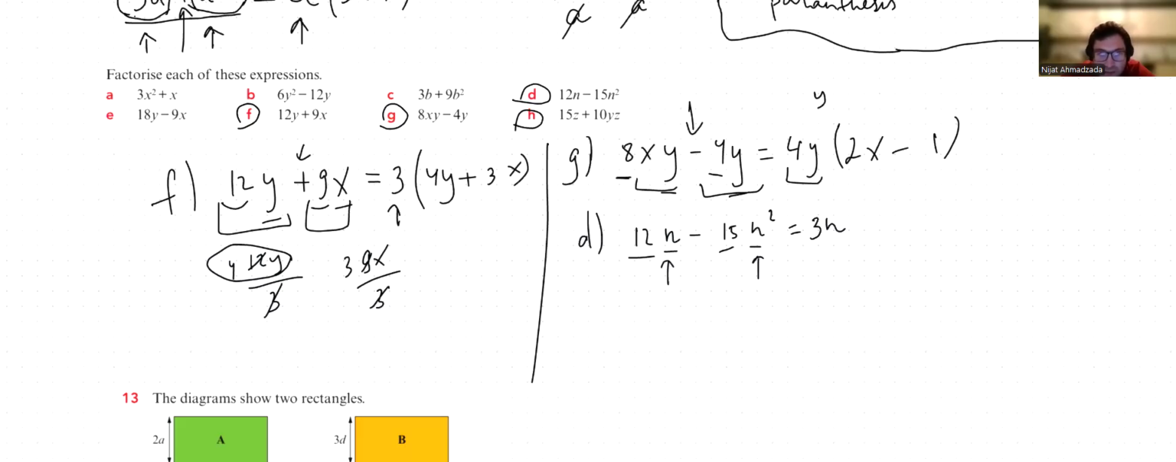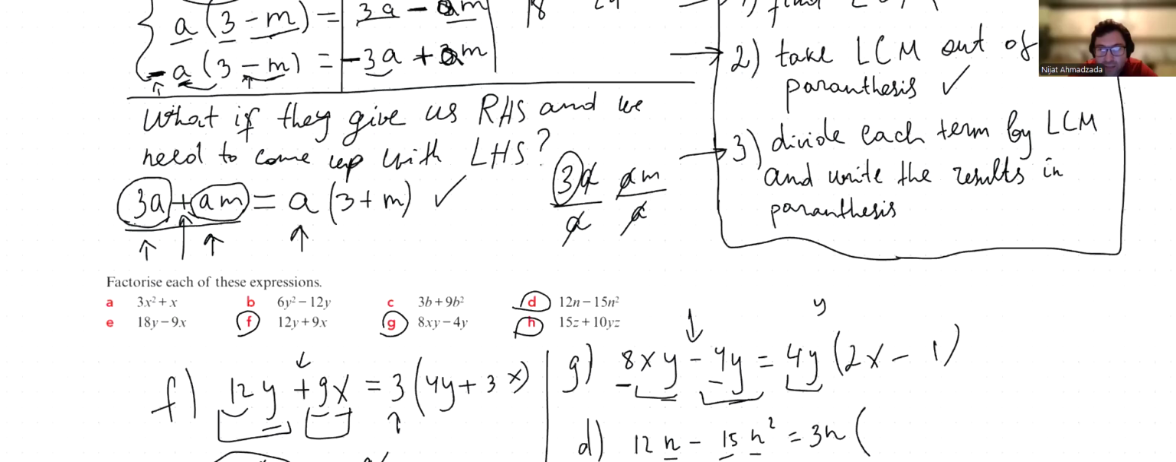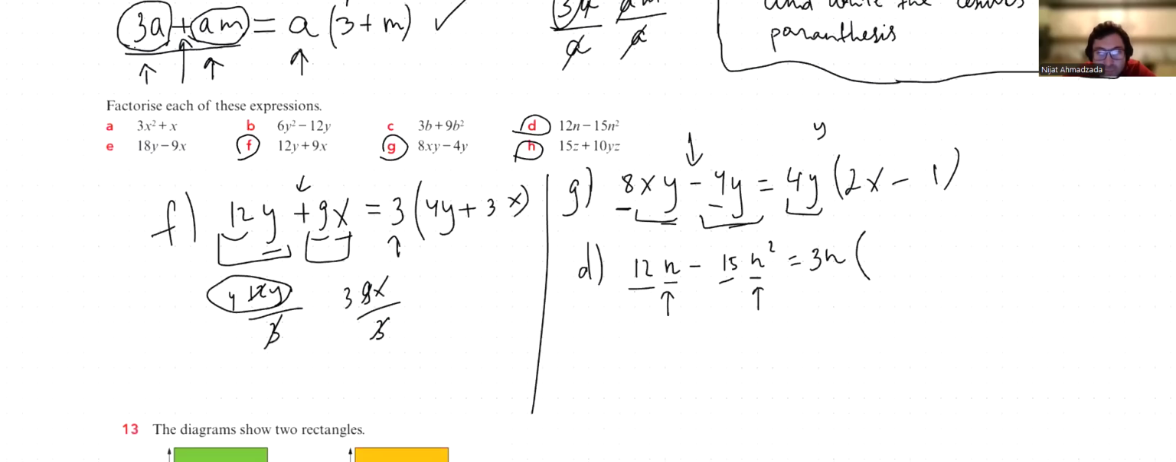Now I open the bracket, and now I'm going to the third step. The third step was to divide each term by the LCM. So our LCM is 3n. I will divide each term. So 12n divided by 3n. The n cancels, and 12 by 3 is 4. So just 4.